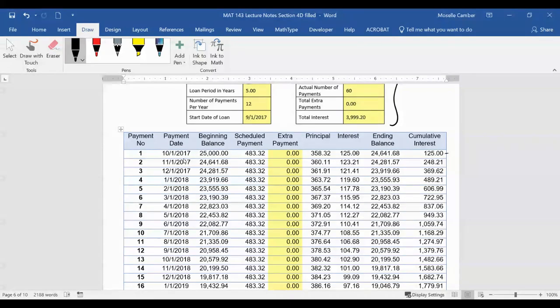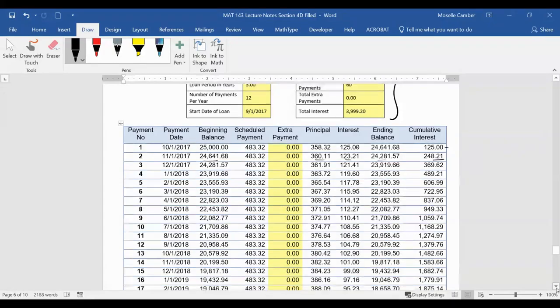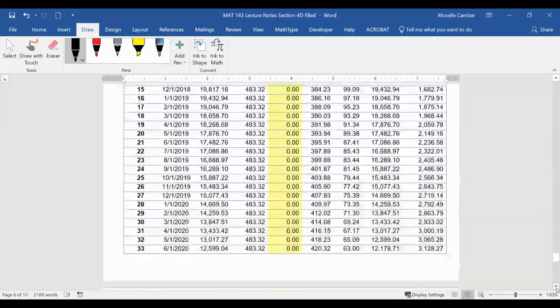So my next payment, again, you're going to make $483.32. $360 of that is going to go towards principal. $123 is going towards interest. So now my current balance is you take the $24,641, subtract off the $360 that went towards principal to get $24,281. And then so far you paid $248.21 in interest. That's $125 plus the $123. And so on. It just continues doing this all the way for all 60 months.